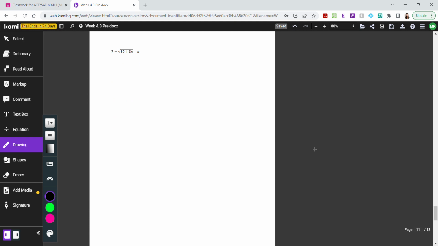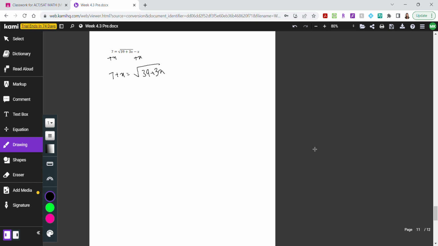Now look, we have 7 by itself, and then we have negative x over here, but it's not under the square root. So the first thing we would need to do is bring this negative x over here. And so we're going to add x to both sides of the equation. So we're going to get 7 plus x equals the square root of 39 plus 3x.